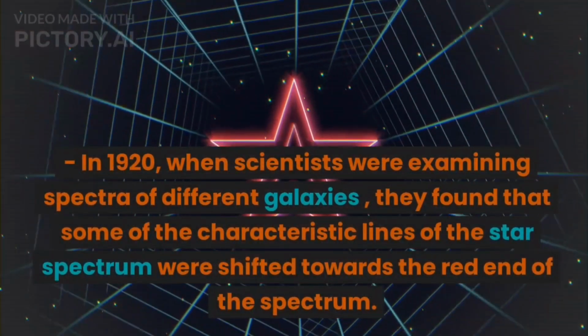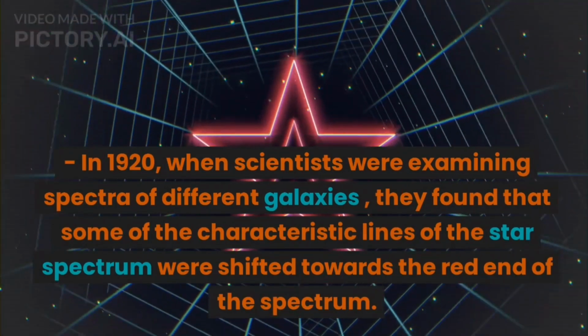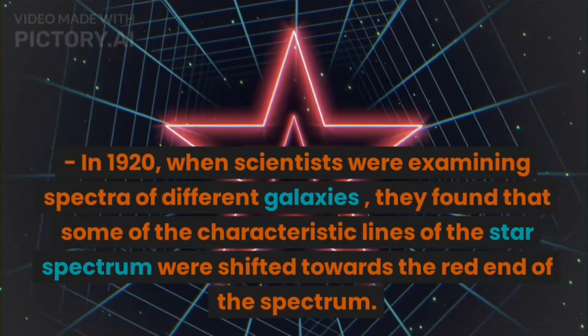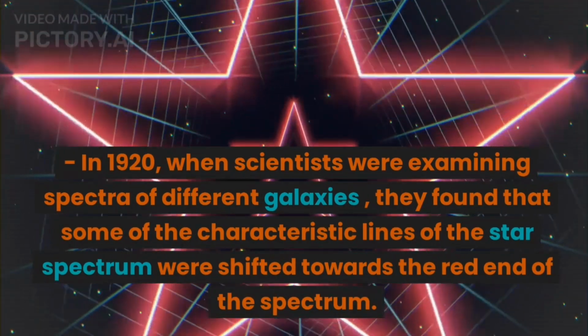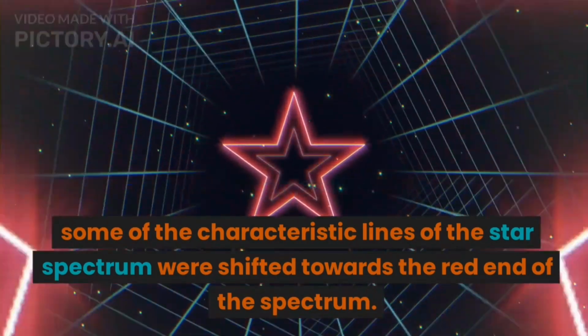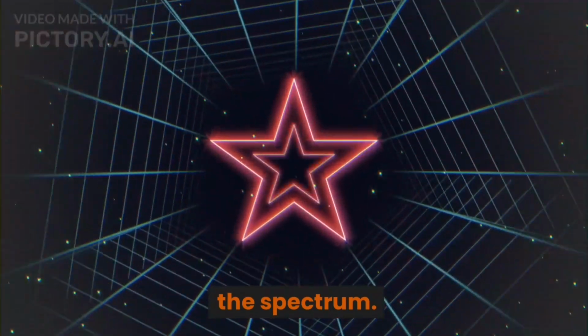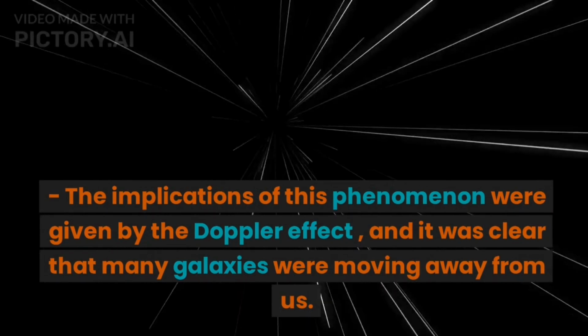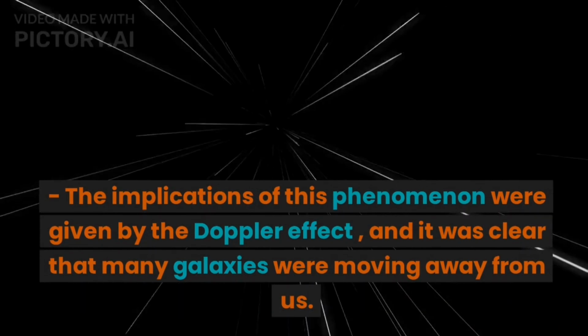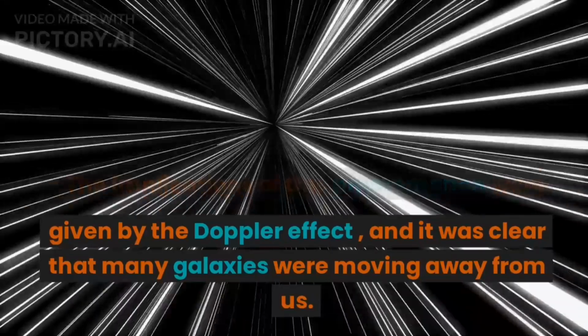In 1920, when scientists were examining spectra of different galaxies, they found that some of the characteristic lines of the star spectrum were shifted towards the red end of the spectrum. The implications of this phenomenon were given by the Doppler effect, and it was clear that many galaxies were moving away from us.